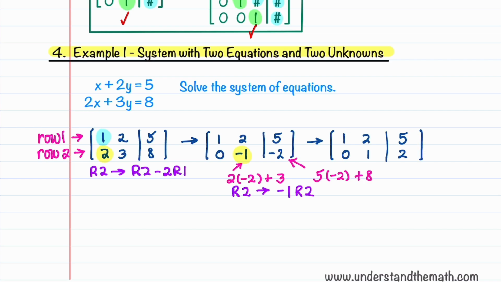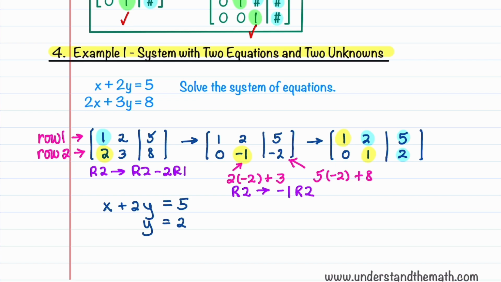Now our matrix is in row echelon form. We have a 1 along the diagonal, and then we have numbers above and to the right of the diagonal entries. Now we're going to take that augmented matrix and put it back in terms of equations. On our top row, we have a 1, so that becomes x, and then we have a 2, so that becomes 2y, and we have a right-hand side, which is 5. And then in the second row, we have a 0, so we won't write down anything for that. And then we have a 1 that multiplies y, and our right-hand side is 2.